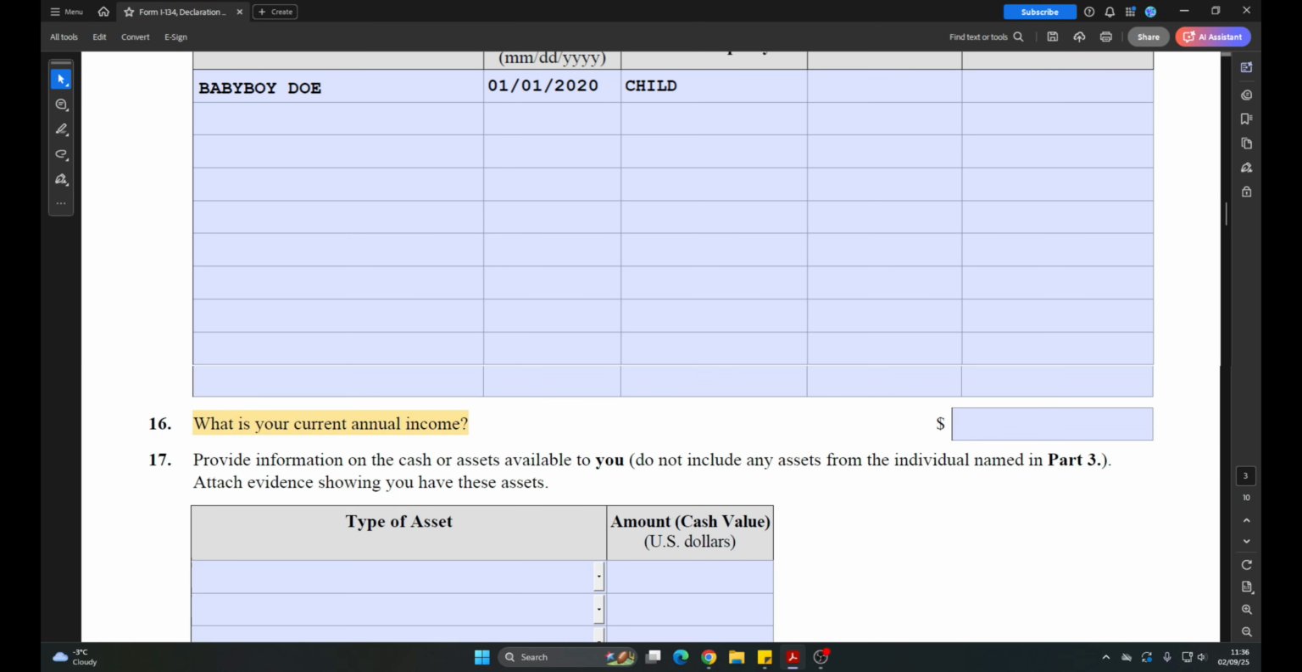And based on what I understand from the form instructions, this can include income from other sources, meaning other members of your household. Type in whatever was in John's AGI in taxes, and that would be his annual income.